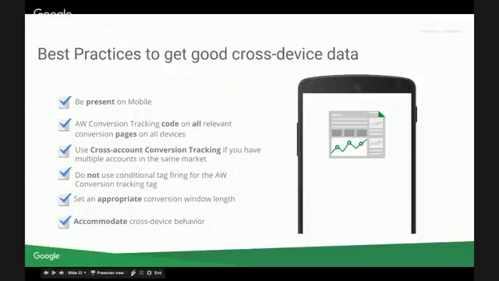So number one, the first best practice would be to add the conversion tracking code to all of your sites. This, of course, applies to all of the relevant conversion pages across all devices. So those three devices that we mentioned before, which are mobile, desktop, and tablet. Second best practice would be to use cross-account conversion tracking. If you have more than one account targeting users in the same market, it is very important to remember that you can also simplify your tag management with Google Tag Manager when you implement this cross-account conversion tracking.